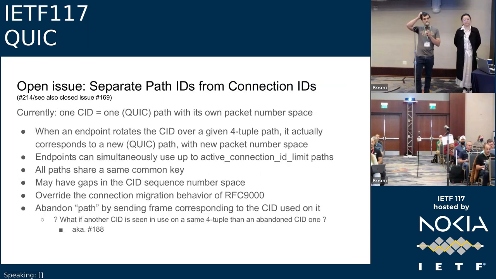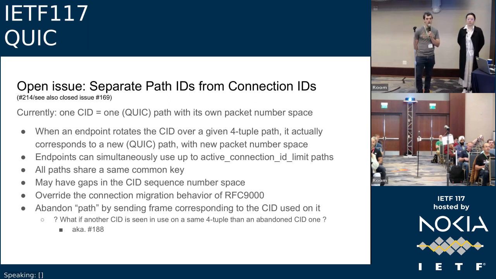So this is first a background slide to explain what we want to do. Currently, each connection ID corresponds to one packet number space, so it has its own QUIC path. It means that if you rotate the connection ID, even if you are using the same four-tuple, it corresponds to a new QUIC path, and so with a new packet number space. Because you rely on connection ID, you can have at most the maximum number of connection IDs as the number of paths. So if you can have up to 8 connection IDs on a connection, you can have up to 8 paths.